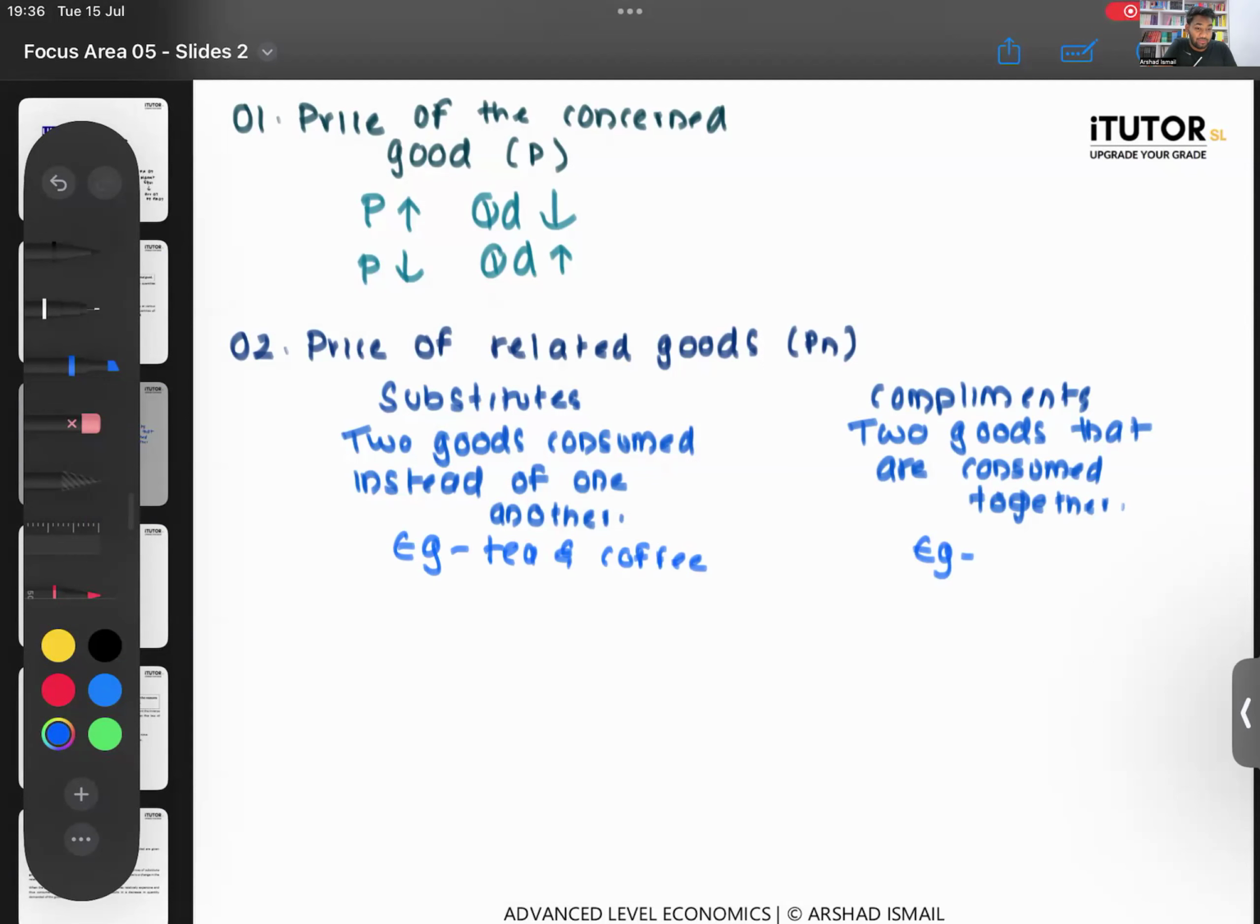Tea and what? Could be a complementary. When you buy tea, you buy something else also. Maybe tea and milk, tea and sugar. Yeah, so tea and sugar. I don't think any of you are diabetes patients who drink tea without sugar. So tea and sugar. Right.